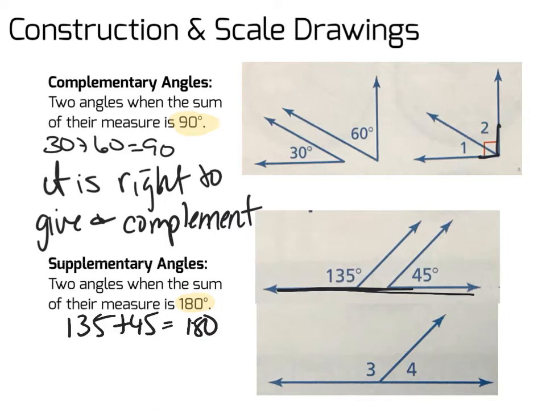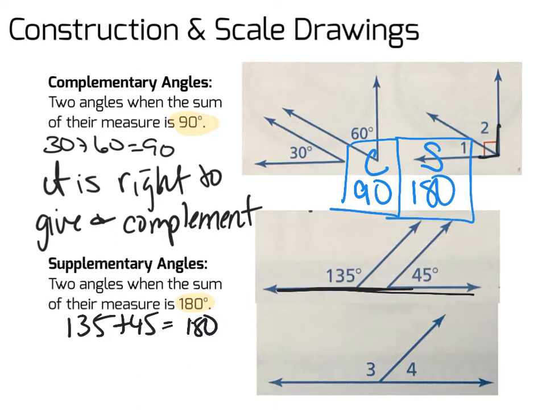Now, this is sometimes really hard for people to remember, which is 90 and which one's 180. 90 always comes before 180 when we're counting, right? 90, and then we count 180. Well, C comes before S in the alphabet. 90 comes before 180 when counting. So a complementary angle is 90 degrees, and a supplementary angle is 180 degrees. So they go in the natural order of things. C before S, 90 before 180.